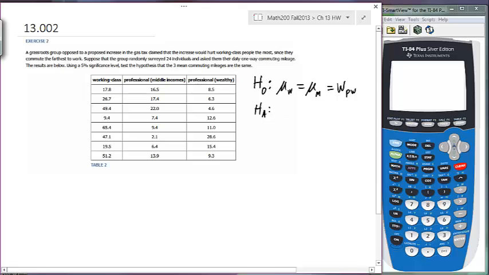The alternative hypothesis, to make this not a true statement, or an opposite of a true statement, all we need is for one of these means to not be equal to the others. So we can say that at least one mean is not the same.